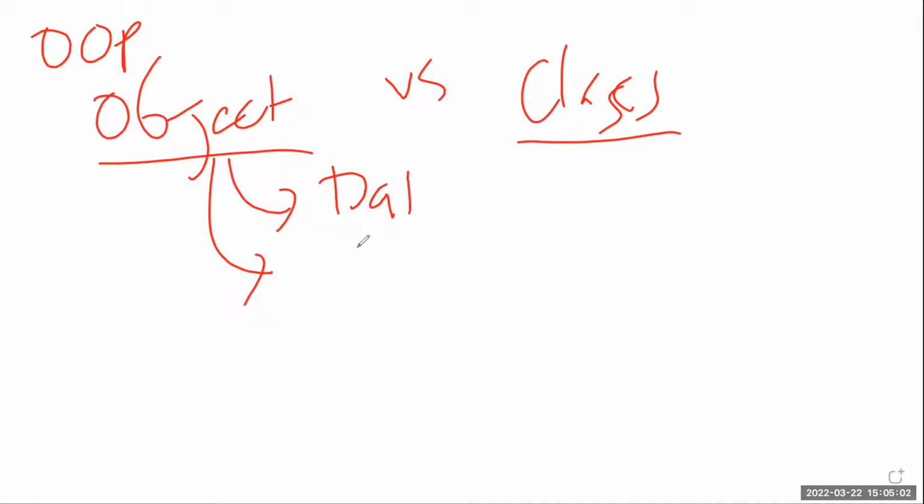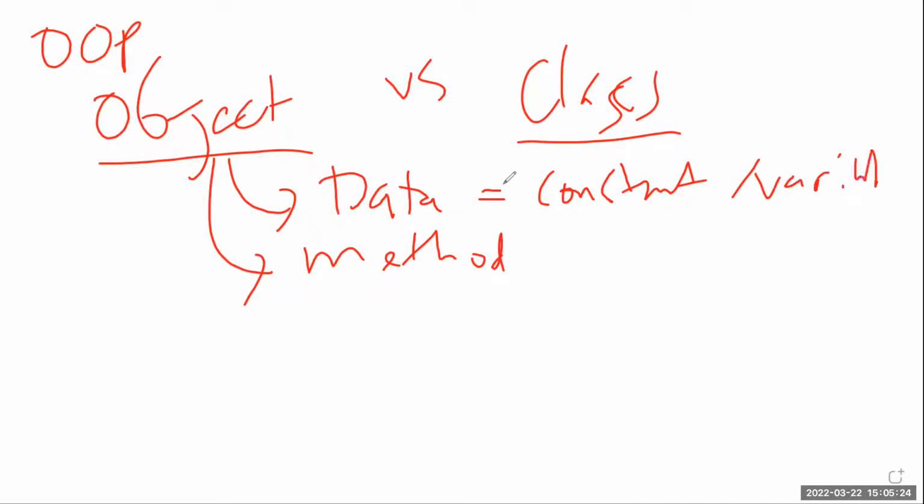Okay, one is called data. The second one is called method. Okay, what is that data? Data is basically constant, right? Constant, or variable. Method is what? Function. Okay. So an object consists of two things: data and method.